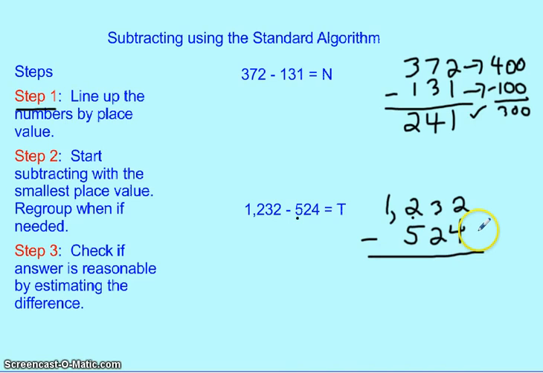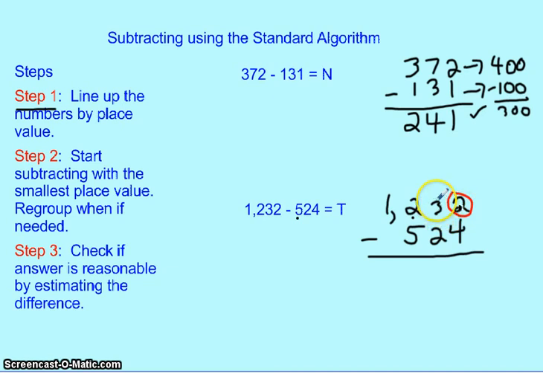So now that I've lined them up, we're going to start subtracting with the smallest place value, which is the ones. Let's take a close look at this. I have 2 ones, only 2. So I'm trying to take 4 from it. Is that possible? Can I take 4 away from 2? No, I cannot. So now I'm going to need to regroup and rename to get some help with the ones.